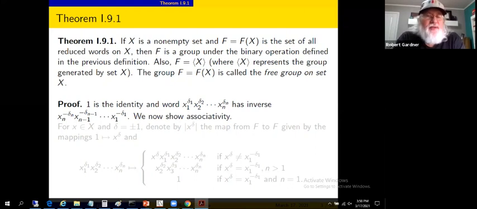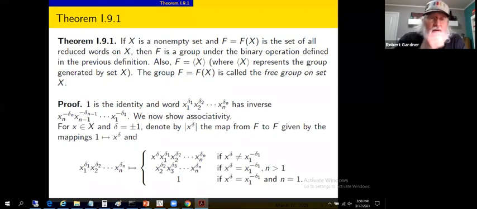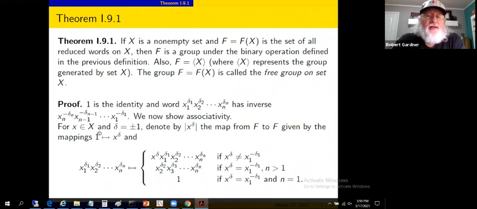Associativity is a touch more complicated. Okay. For any letter, any symbol x in set X, delta plus or minus 1, we're denoting a mapping. I'm going to read this, for lack of more insight on my part, I'm going to read this as the absolute value of x to the delta.